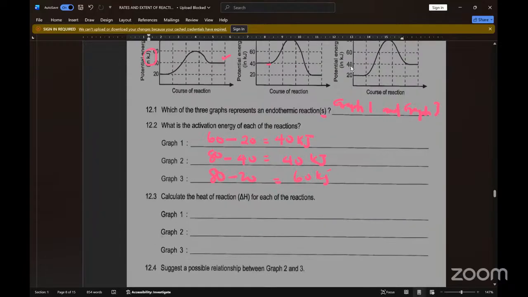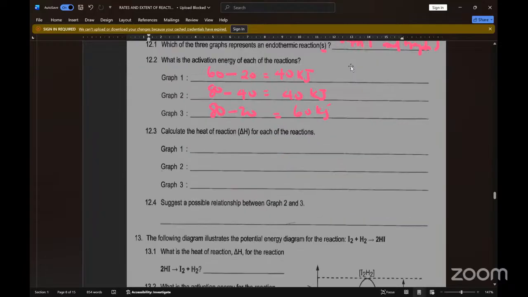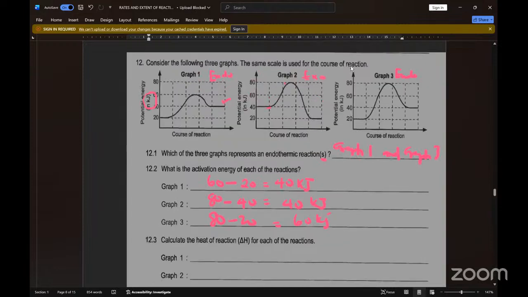Then let's move to what we call calculate the heat of reaction, delta H. So we go back to that. The delta H for each one of them. This one is delta H, the distance here. This one is going to be the distance here. Unfortunately, this is interfering, but it's going to be the distance here. So for the first one, your delta H is your product minus the reactant. So it's going to be 40, because of this 40 here, minus 20.